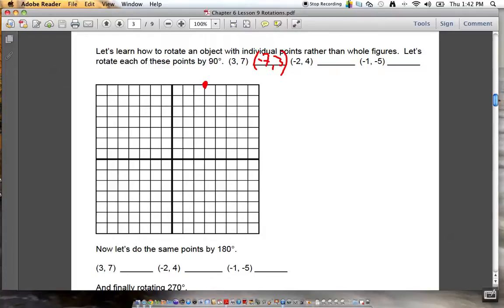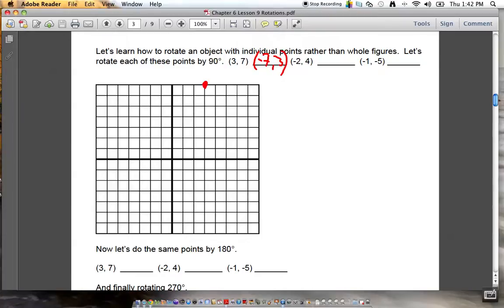You take the point, you take the paper, put it right back where it started, turn it 90 degrees, stop, look at the point. What are the coordinates of that point? Look at the point, don't look at me. What are the coordinates of that point? -7, 3. Done.